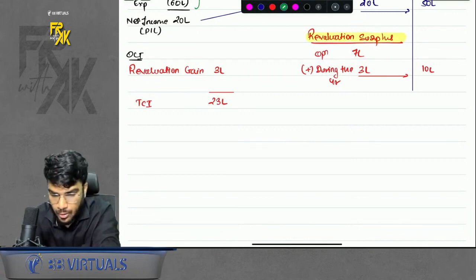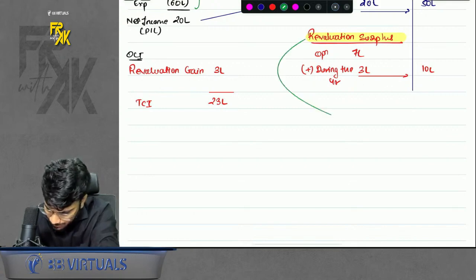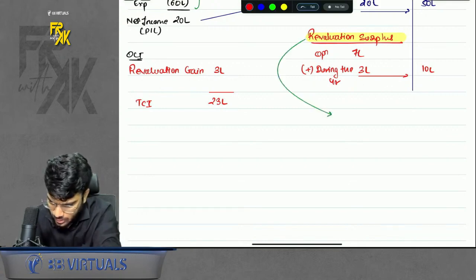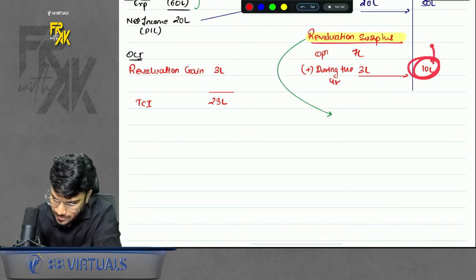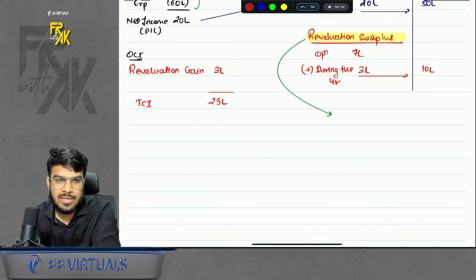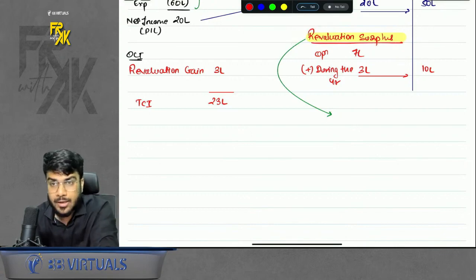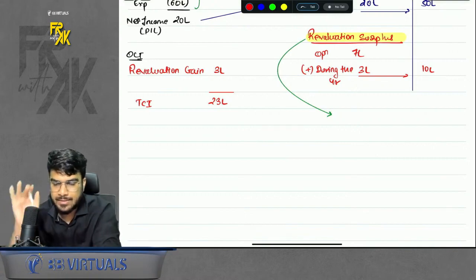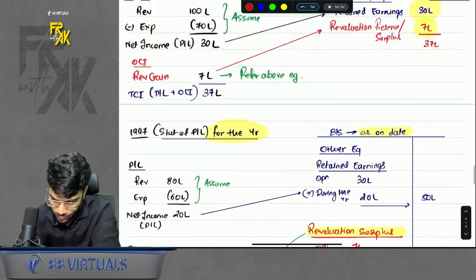Also, one more thing which I already mentioned. What will happen to this surplus in future? Will this always remain in this separate category? Of course, the answer is no. When you sell the land, it will be transferred to some other category, right? But where it will get transferred and when, that will be discussed in the respective IND AS, that is IND AS 16, right?